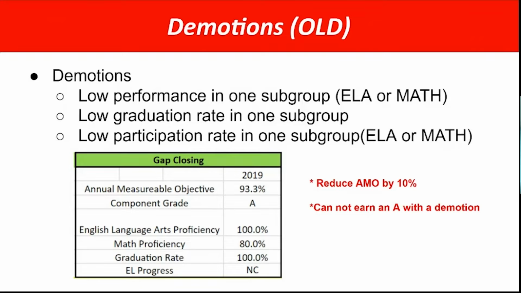So we would run into some situations where we'd actually have 100%, but that group would get demoted to, I think it was like an 89.9%, just to put them under the amount needed to get that A. So they would end up with a B for that. So we can see that any demotion is taking 10% off that final annual measurable objective. And again, you could not get an A before with any deduction.